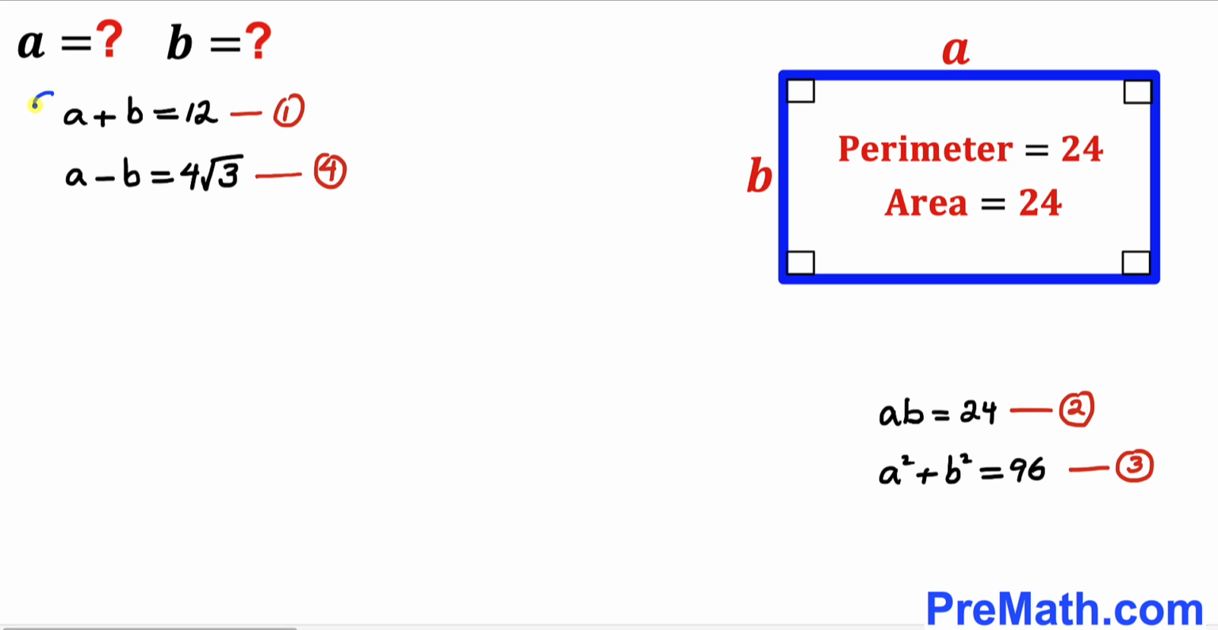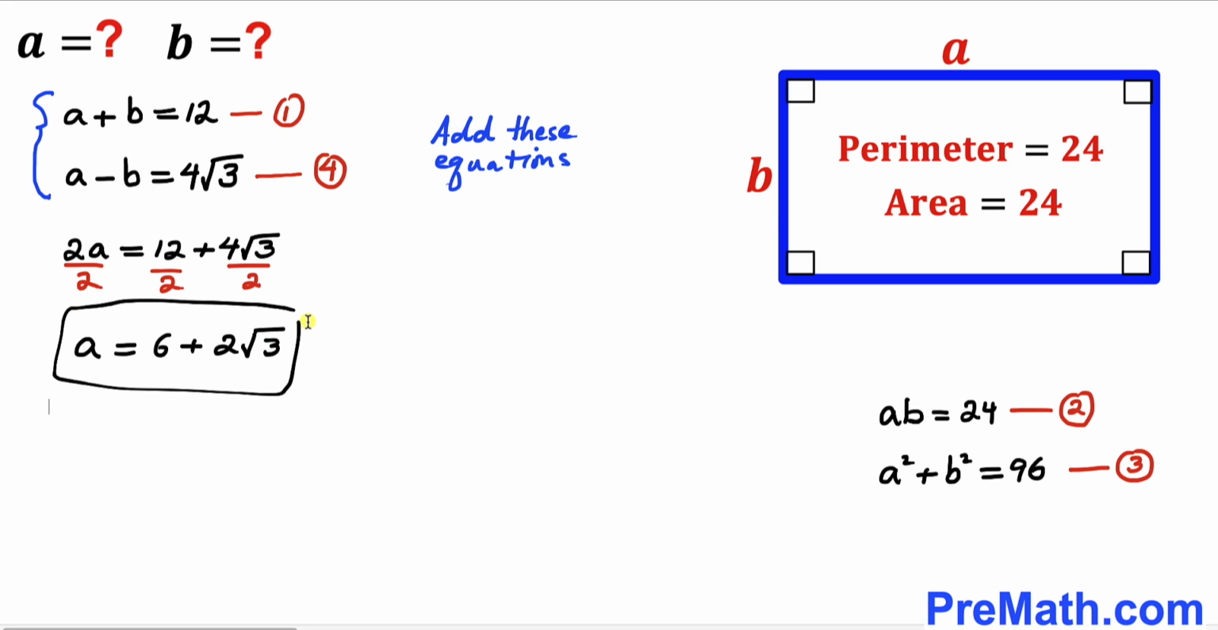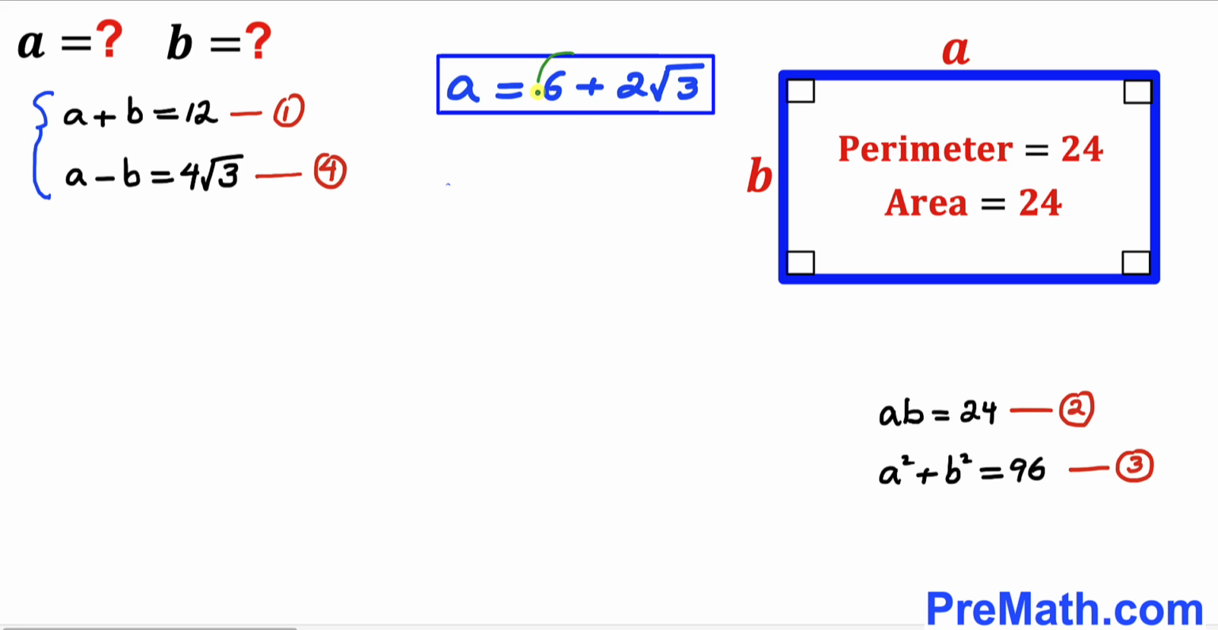So we end up with this system of two equations: a plus b equals 12, and a minus b equals 4 times square root of 3. We are going to solve this system for lowercase a and lowercase b. Now we are going to add these two equations, and the positive b and negative b are gone. So we end up with 2 times a equal to 12 plus 4 times square root of 3. Now I'm going to divide each and every term by 2 to isolate lowercase a. Our lowercase a value turns out to be 6 plus 2 times square root of 3 units.